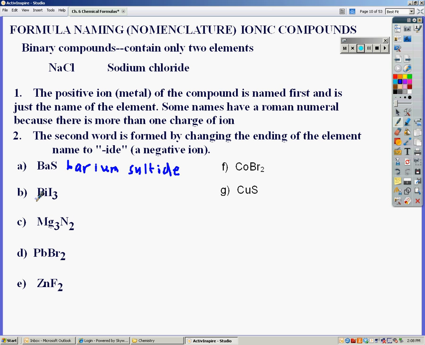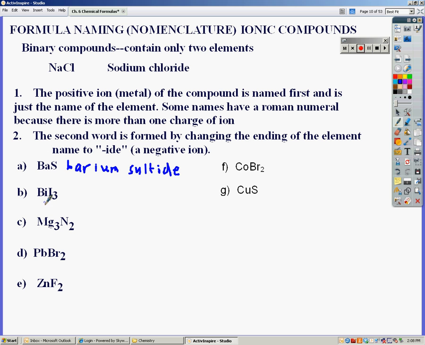Okay, and then the next one, Bi is your positive ion, so you just name it as it is on the table. Bi is bismuth, and then I is iodine, but as an ion is called iodide. So we just put those 2 together, bismuth iodide. However, if you look on your blank periodic table that you filled in with their charges, bismuth is something that can form more than 1 charge.